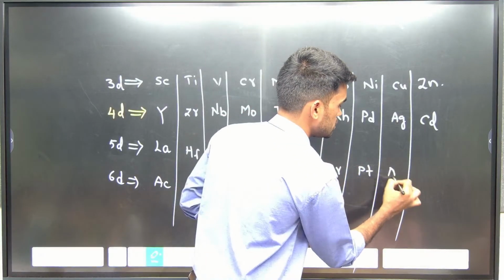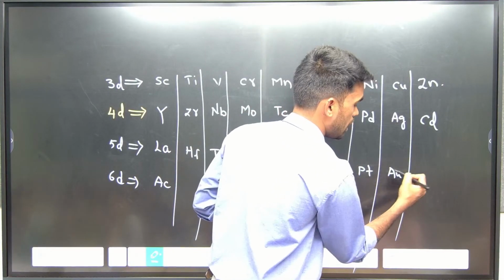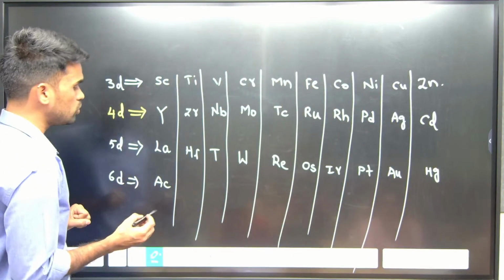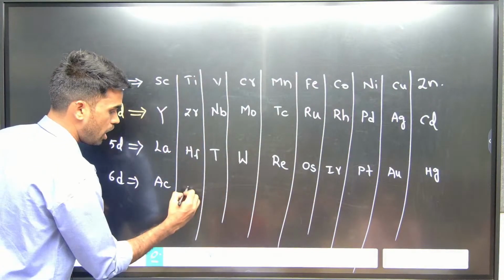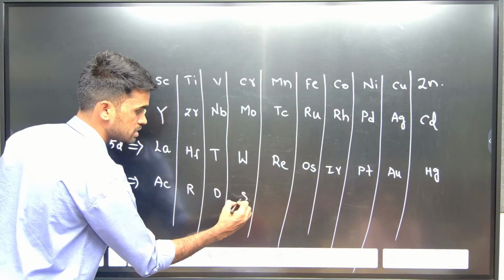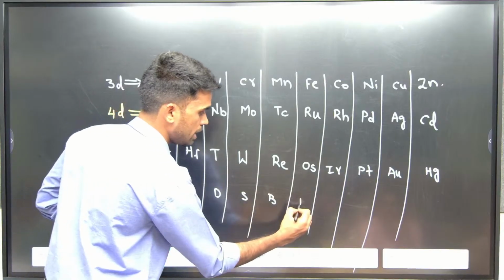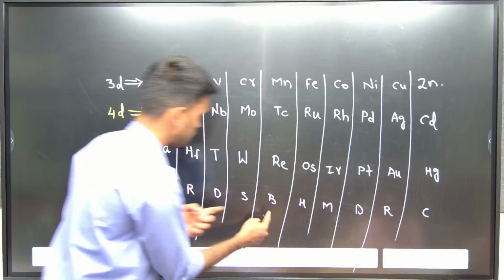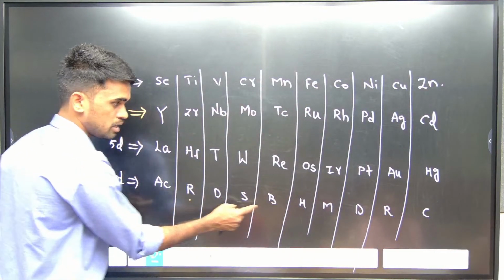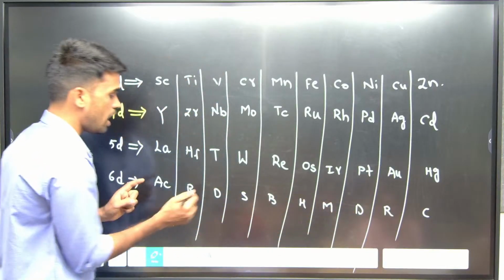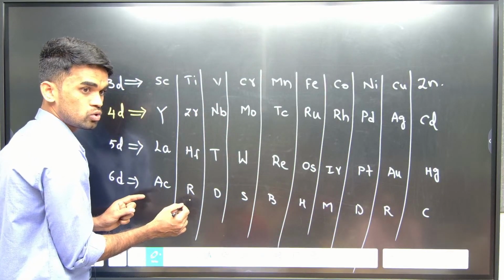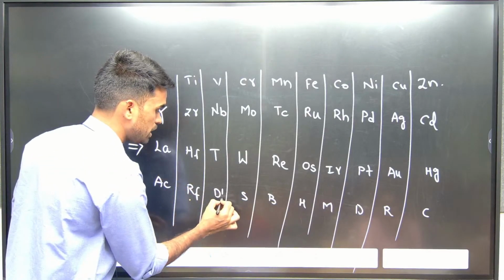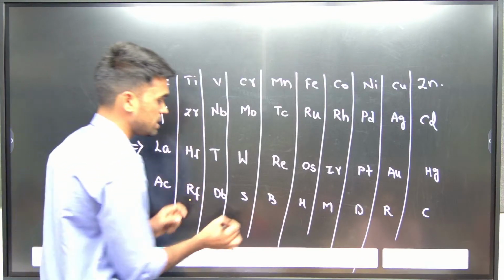Next silver, gold, mercury, Hg. Okay. Next one, I told you one trick here to remember. R, D, S, B, H, M, D, R, C. Just remember three things: RDS, BHM, DRC. So R means Rutherfordium. Okay, so this is Db, dubnium. Okay, S means Seaborgium.